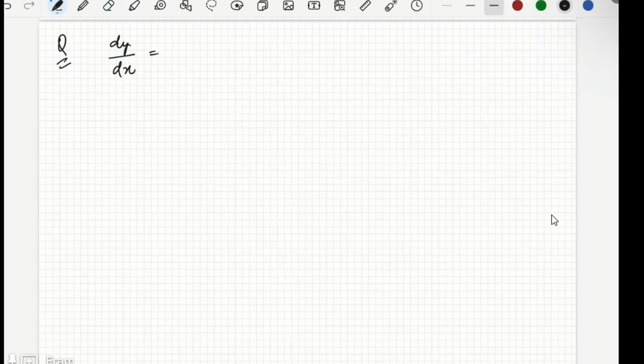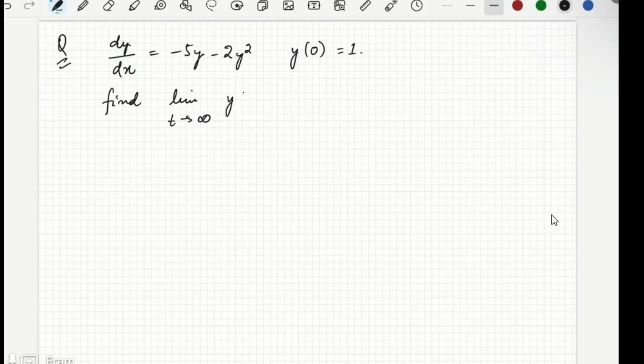So we have dy by dx equals minus 5y minus 2y square, where it is given that y of 0 equals 1. You have to find out the limit as x goes to infinity for the solution y of x. So I request all of you to please give it a try. Then I will show you how we can solve this.